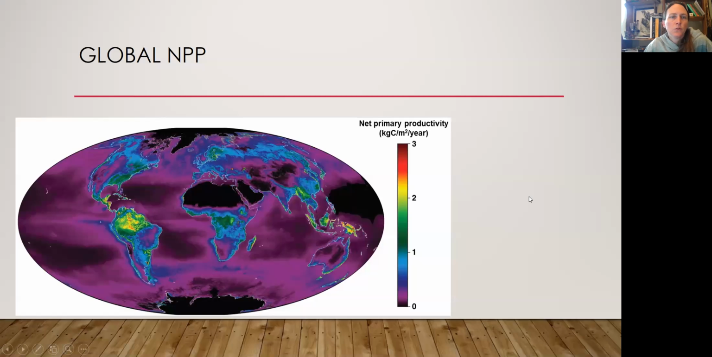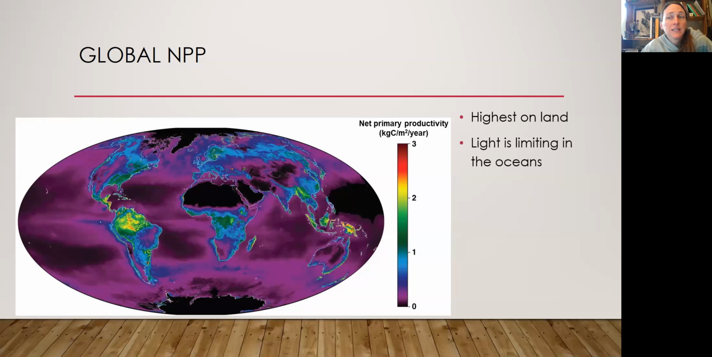So now we're moving into more global processes. So here's a map of global net primary productivity. You can see hotspots in the tropics, kind of all along the equator. You can see some big black places like the Sahara Desert, Antarctica, and the Arctic, and some big black places out in the ocean where we actually have pretty low productivity as well.